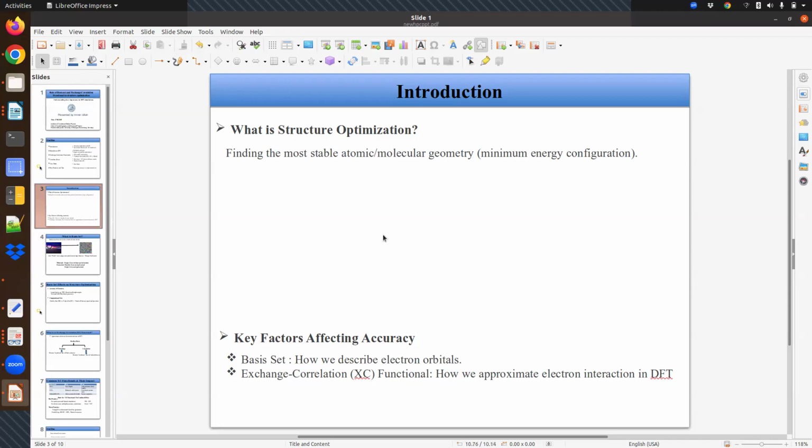what are the key factors affecting the accuracy during this optimization? Basically, there are two key factors. I mean, there are too many others too, but the two key factors are basis set and exchange correlation functional. Basis set basically describes the electron orbitals, while exchange correlation functional was explained by one professor yesterday in detail: we approximate electron interaction in DFT, how the electrons are interacting in DFT.